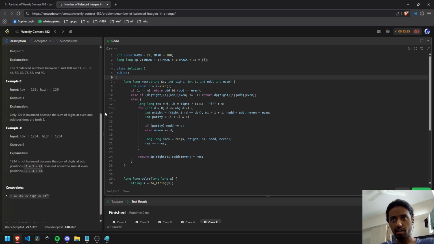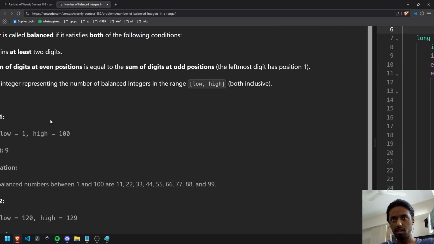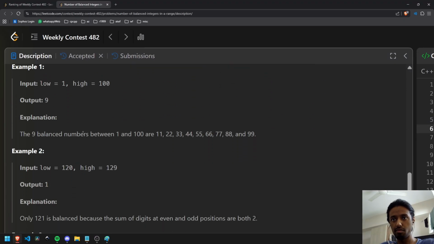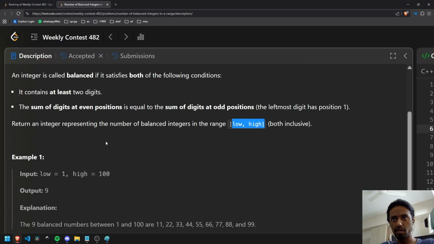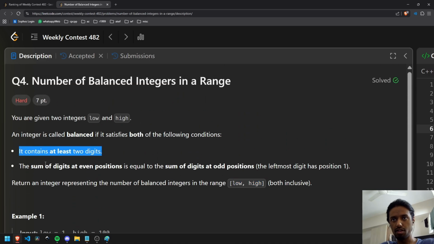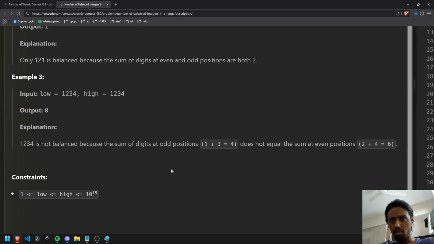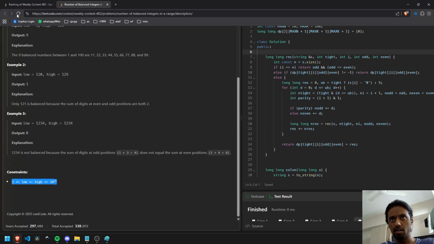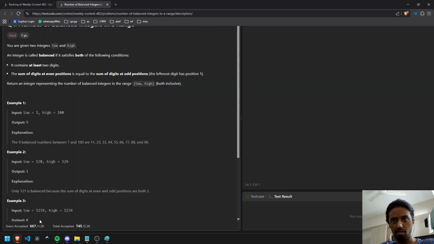Q4 was straightforward as well. Basically, given a low to high range, we need to find the number of numbers which fulfill this requirement. Both of the requirements should be fulfilled: it contains at least 2 digits, and the sum at even positions is equal to the sum at odd positions. So obviously you can't iterate on all numbers since the range is large.